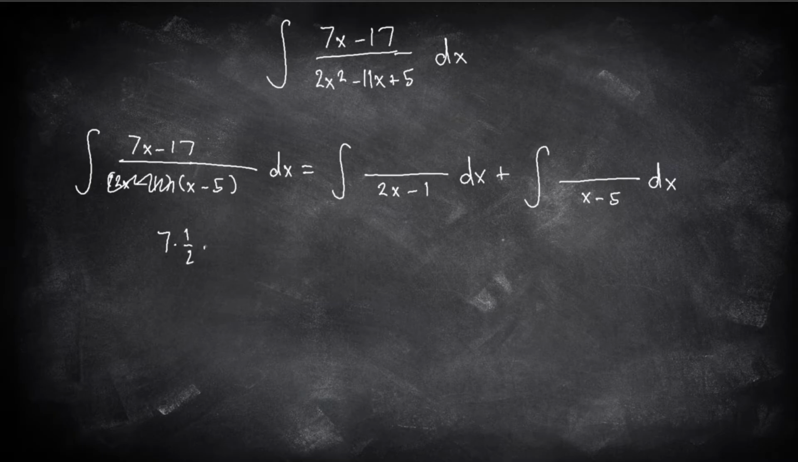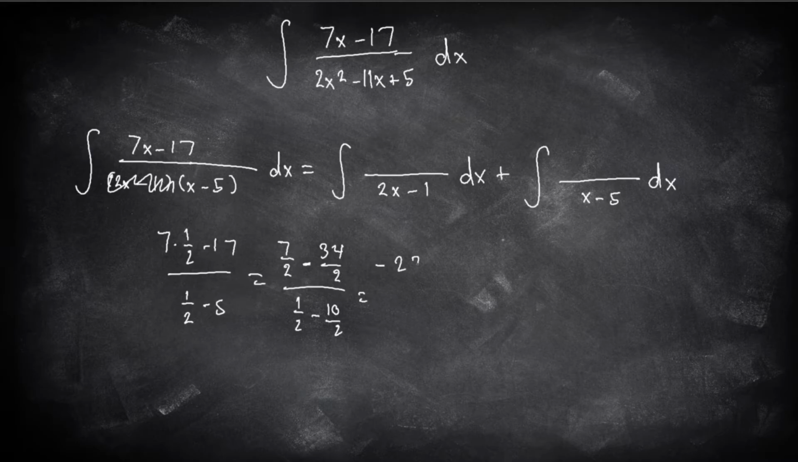7 times 1/2 minus 17. So that's 7 over 2, and putting 17 in fraction form is 17 over 2, which gives negative 27 over 2. And then 1/2 minus 5 is 1/2 minus 10 over 2, which is negative 9 over 2. The 2's cancel each other out, and negative 27 divided by negative 9 is 3. Okay, so we have a 3 as our coefficient.